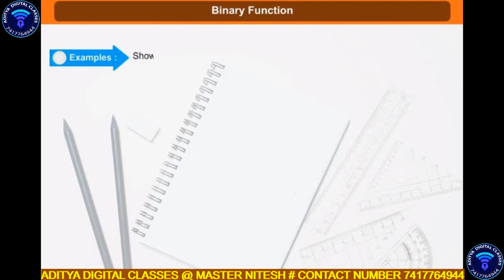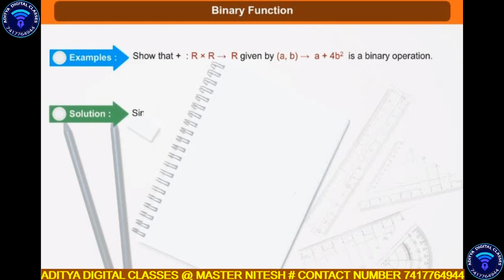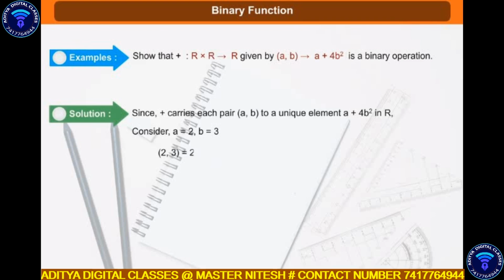Example. Show that the operation + from the Cartesian product of R and R to R given by (a, b) gives a + 4b² is a binary operation. Solution. Since the operation + carries each pair (a, b) to a unique element a + 4b² in R, consider a equal to 2, b equal to 3. So the pair (2, 3) gives 2 + 4 times 3 squared, which gives 38, which also belongs to R. So the operation is a binary operation on R.